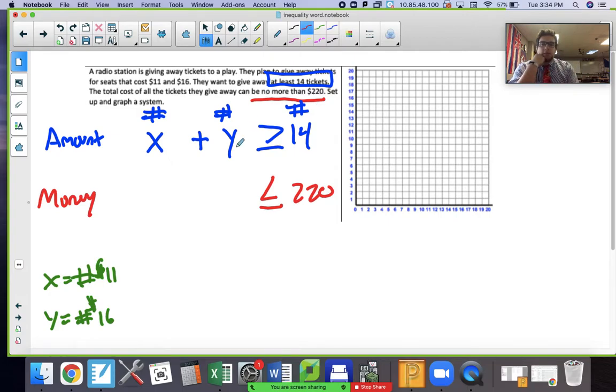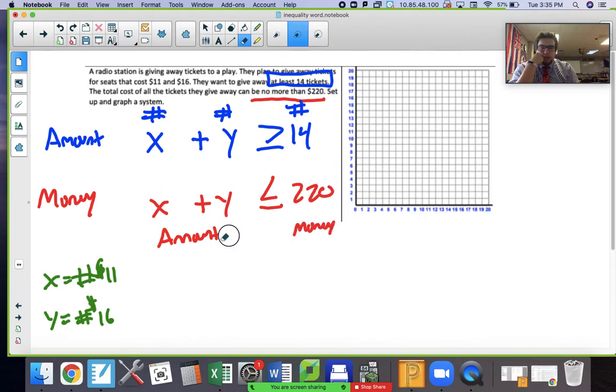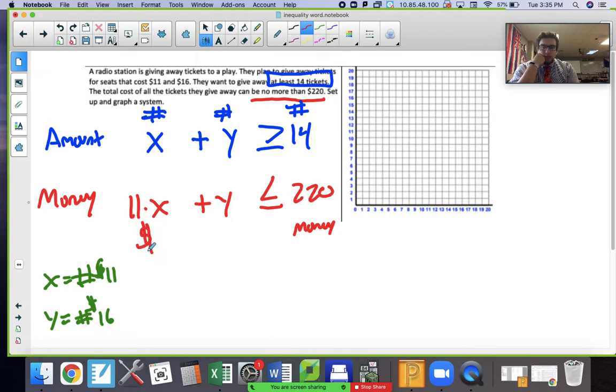The bottom one's all about the money. So if I just had X plus Y, then I'm still just talking about the amount, and that doesn't line up. So I have to change this side to be more about the money. Well, $11 times the amount, that's now the money for these tickets. 16 times Y is now the money for this amount, and now everything's talking about money.